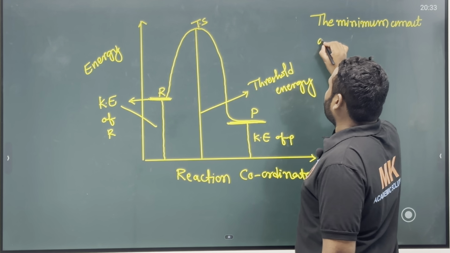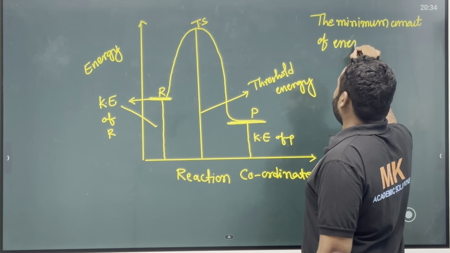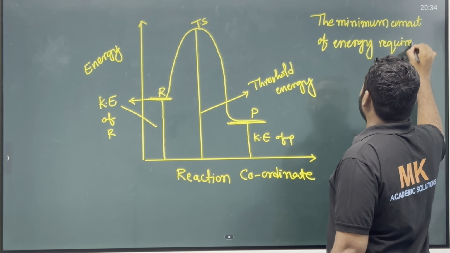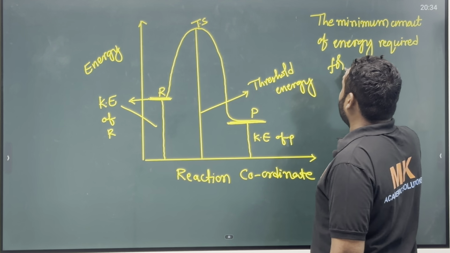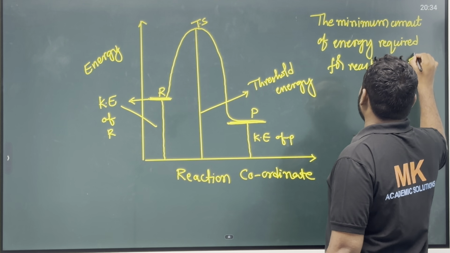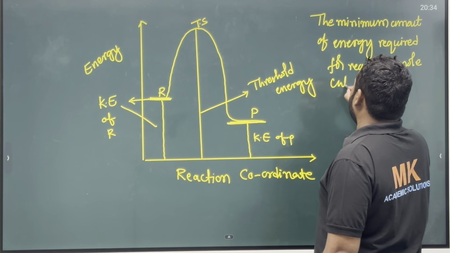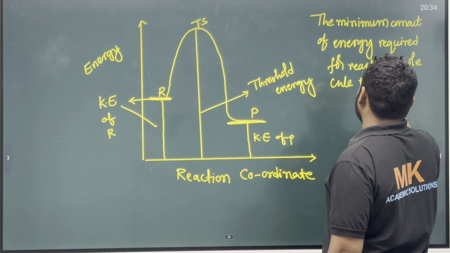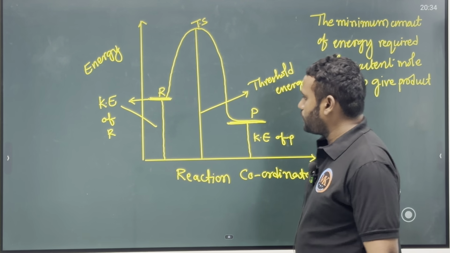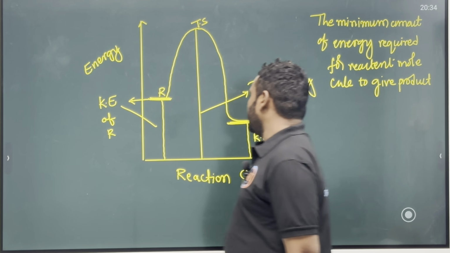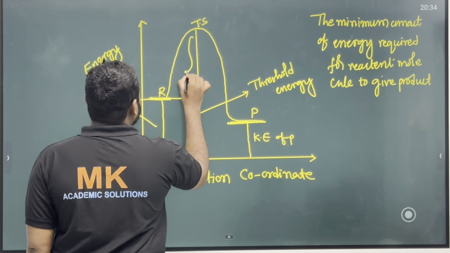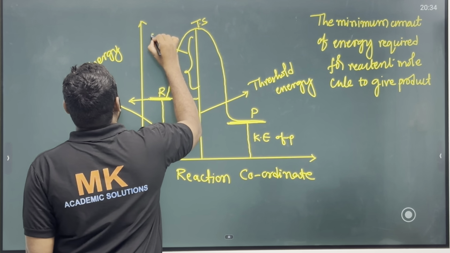So the minimum amount of energy required for a reactant molecule to give product, that is known as what? Threshold energy. And this much is known as what? Activation energy.